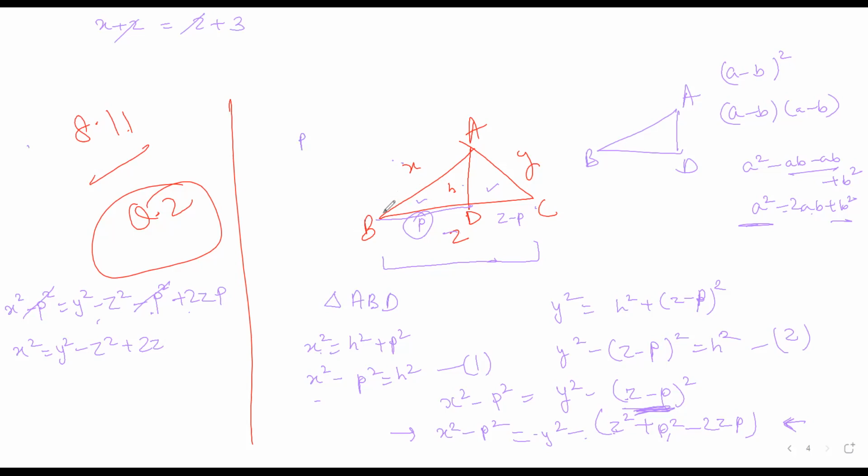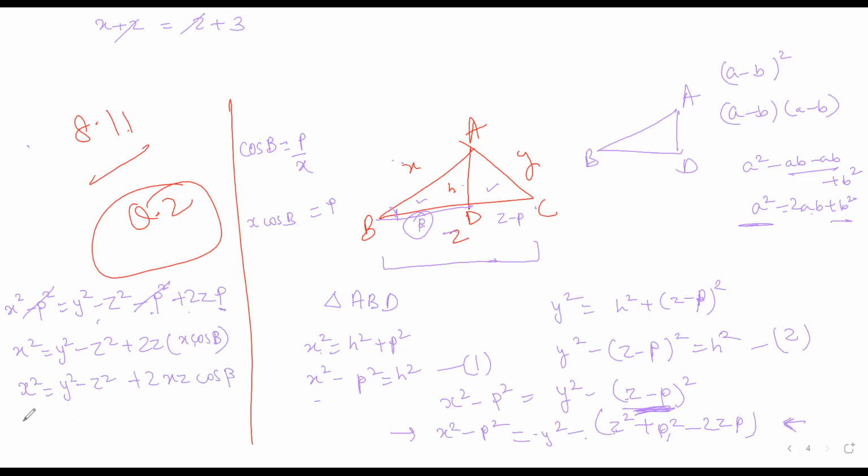Let's take angle B. Can we say cos B will be adjacent, which is p, over hypotenuse, which is x? So can we say cos B is equal to p over x? Yes. So p can be written as x cos B. So I'm writing this p as x cos B over here, replacing this p with x cos B. Now x square equals y square minus z square plus 2xz cos B.